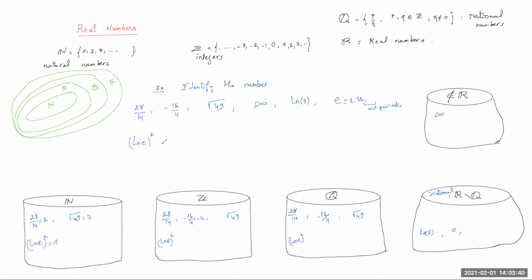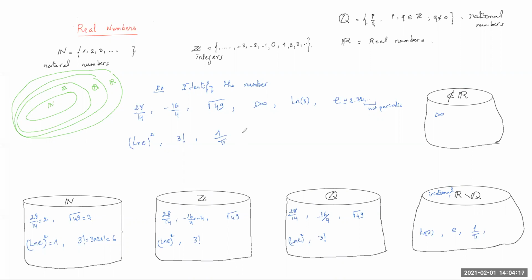Now, what about factorial 3? Factorial 3 is 3 times 2 times 1. This is how it is defined. It's an integer, so it's a natural number. It's not irrational. 1 over pi is irrational, so it cannot be in Q, Z, or N.